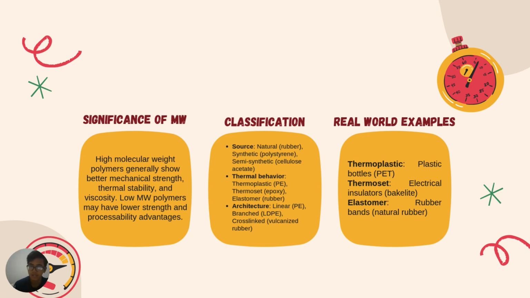So for real world examples, let's take one of the classifications, being thermal behavior. First, we have thermoplastics. We can use this plastic bottle right here as an example of thermoplastic. There's thermoset for electrical insulators, which I can't show here at the moment, and elastomer, which is rubber bands, which there aren't any here, but they all have elastic deformation. They go back to their original state.